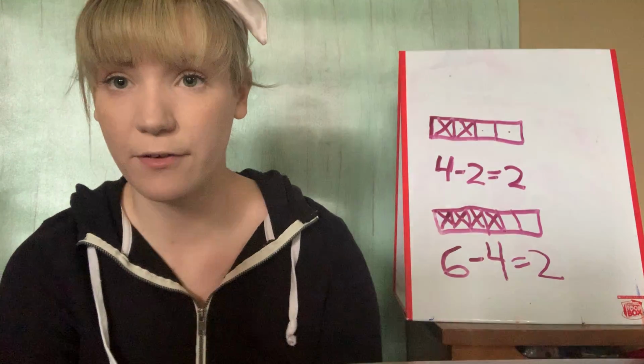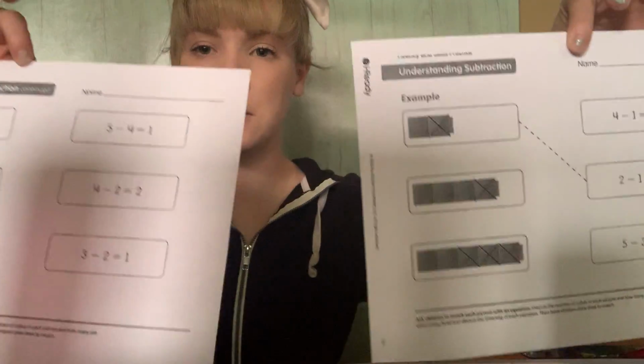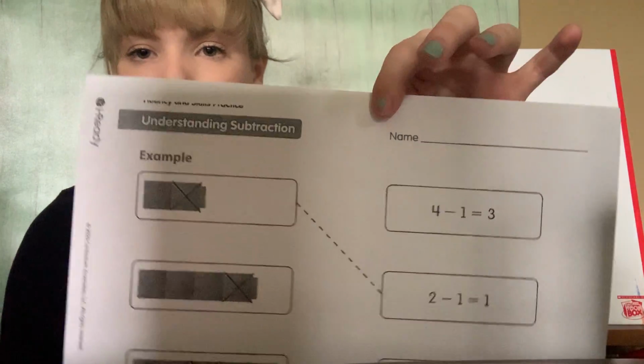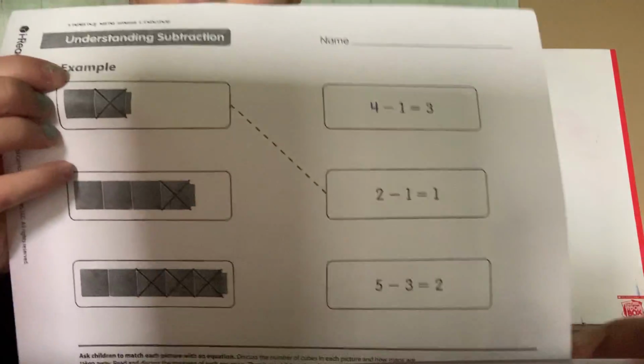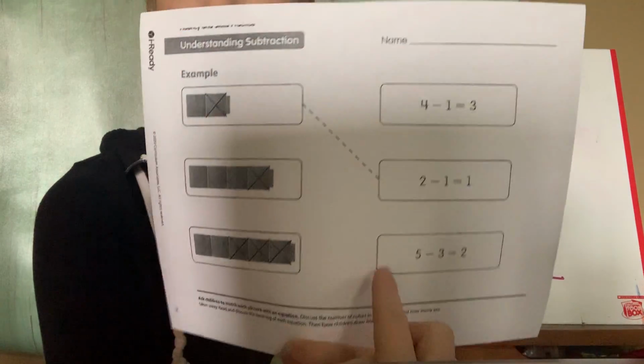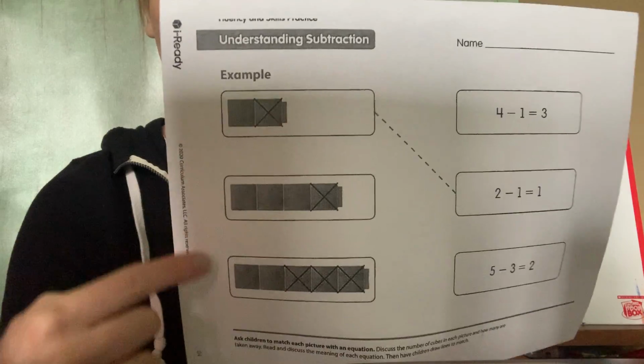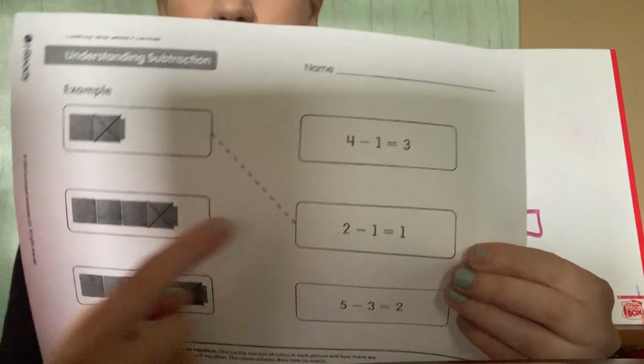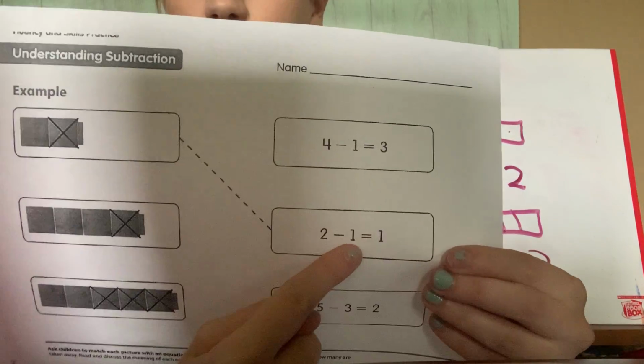Now, I'll go over the math worksheet. So you have 2, okay? You're doing the same thing on both. Now, it gave you an example, okay? You have your number sentences on this side and your pictures on this side, okay? So let's look at this one. 2 minus 1 equals 1.